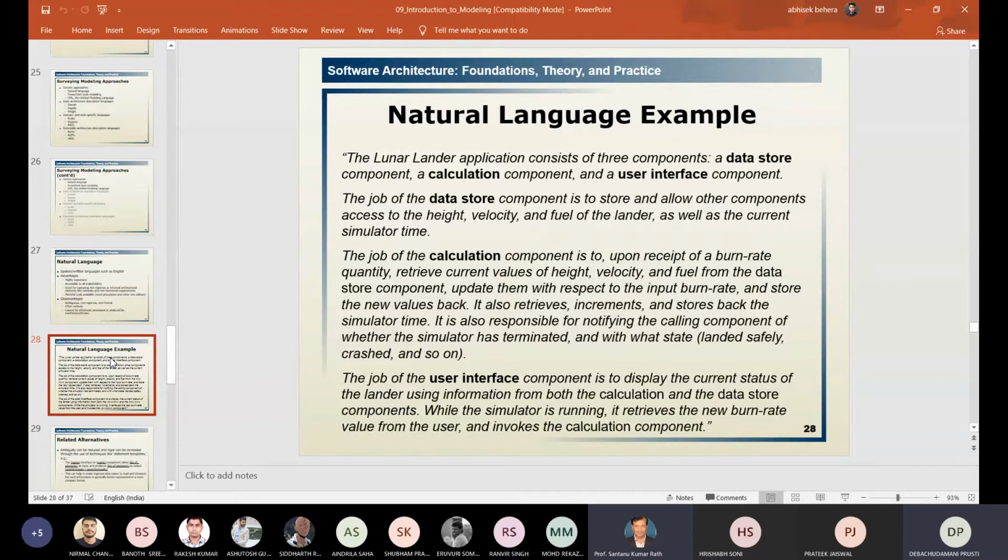Okay. And the next one is the user interface. This is to display the current status of the lunar lander using the information of the data store and the calculation component. It will retrieve information using both components, the calculation component and the data store component. While the simulator is running, it retrieves the new burn rate values from the user and invokes the calculation component.